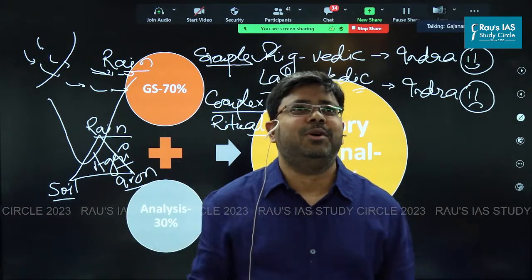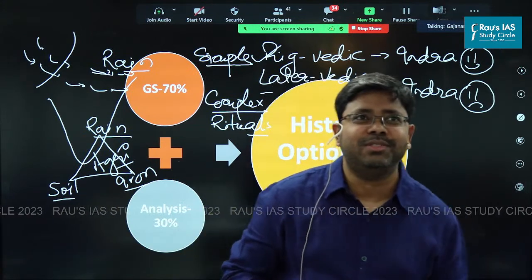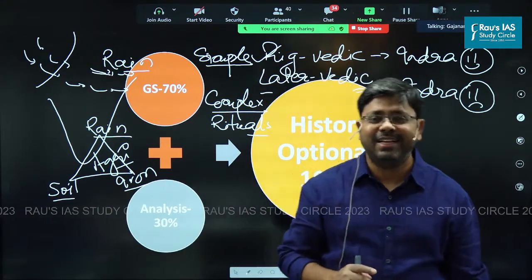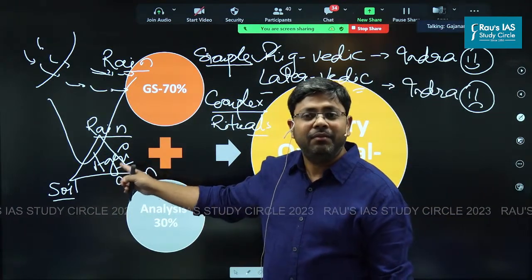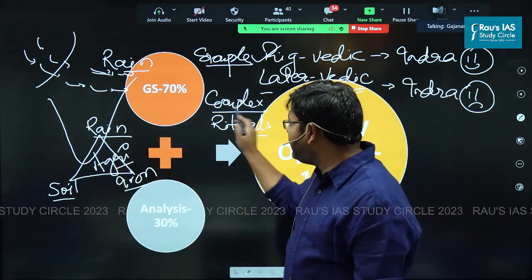Now, when you talk about agriculture being so surplus, don't you think this surplus agriculture would lead to surplus income? When income would be surplus, don't you think that rituals would be there?